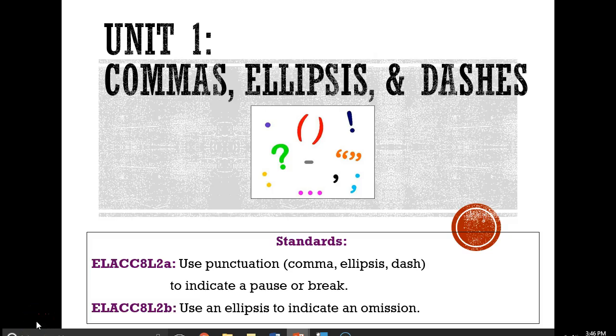Alright, so today we're going to be talking about commas, ellipses, and dashes, and the standards that we're covering are the punctuation standards for language, including commas, ellipses, and dashes to indicate a pause or a break, which is what each of those is used for, and also an ellipsis to indicate an omission.